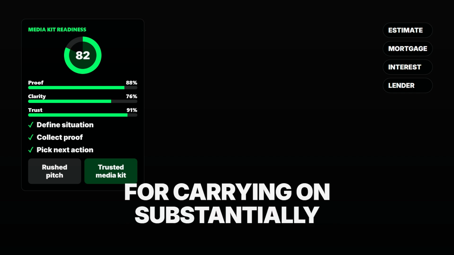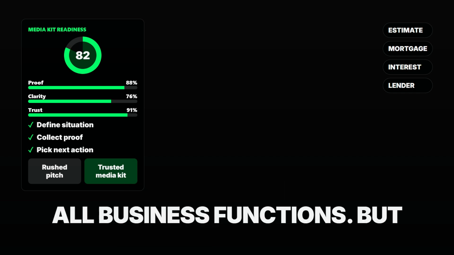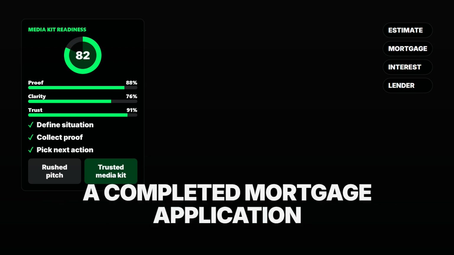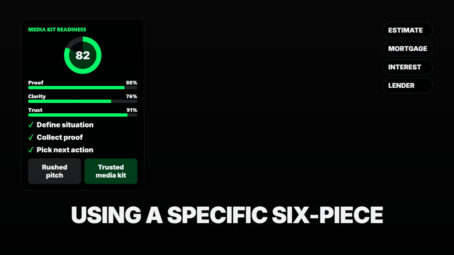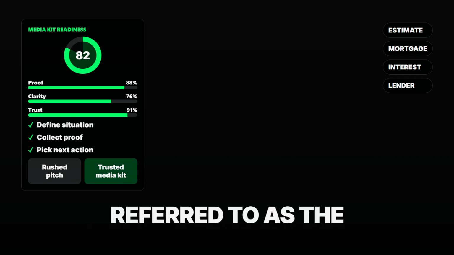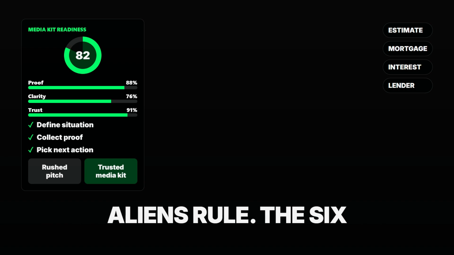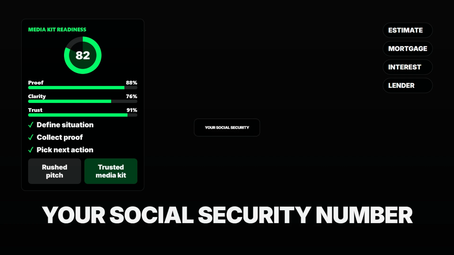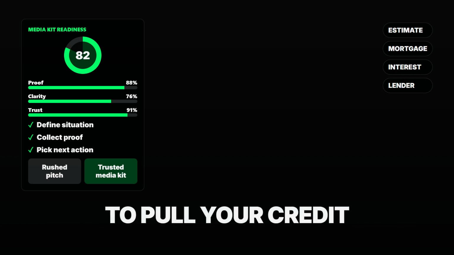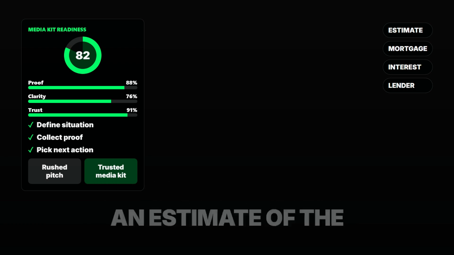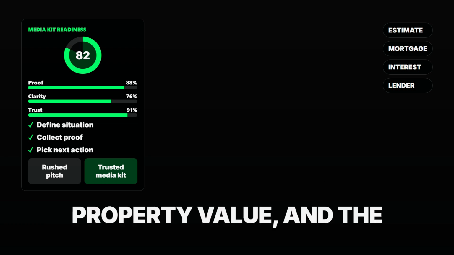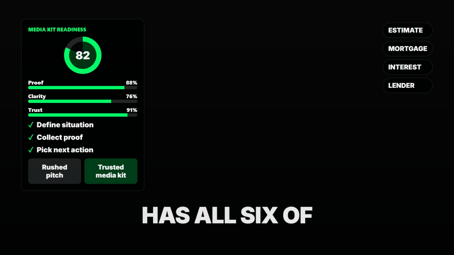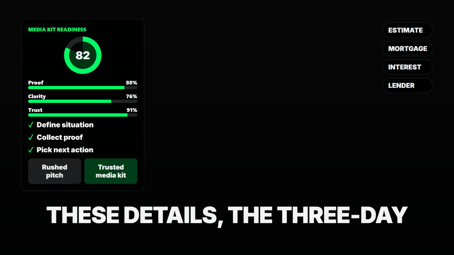But what constitutes a completed application? Federal regulations define a completed mortgage application using a specific 6-piece credit application checklist, often referred to as the Aliens Rule. The 6 pieces of information are your name, your income, your social security number to pull your credit report, the property address, an estimate of the property value, and the mortgage loan amount requested. The moment your lender has all 6 of these details, the 3-day disclosure clock starts ticking.